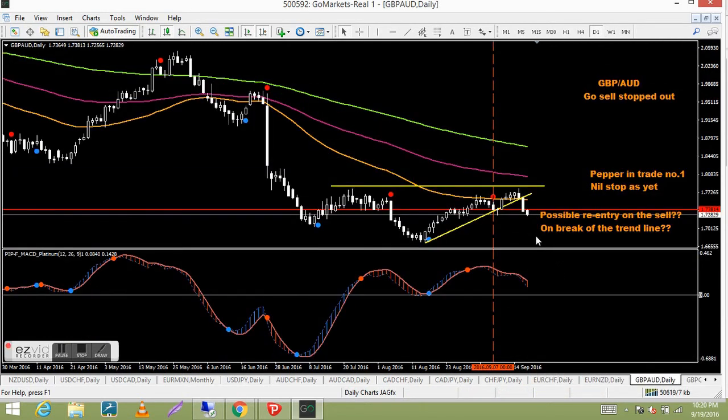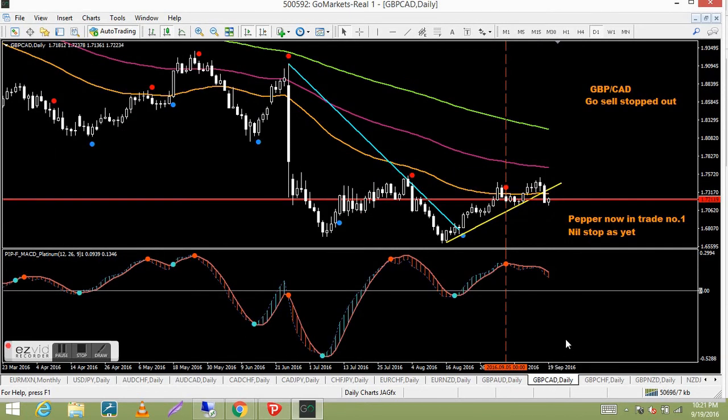Pound Aussie. I'm still in the sell trade on Pepper. I was stopped out on the Go Markets account trade, and remember I said on the break of that trend line, there's my sell there, but my stop was just above here. So I got stopped out, but the signal's still valid, so there's still a red dot heading down, and it's still a red QMP, even though it's gone up through my stop and come down. And I said if it broke that yellow trend line there, take the trade. It's gone past the original entry point, so it would have been a nice re-entry, and I did not get it because I was away having a good time somewhere else.